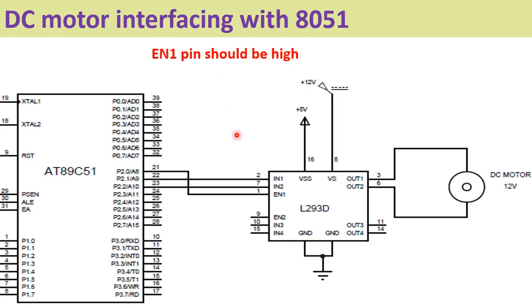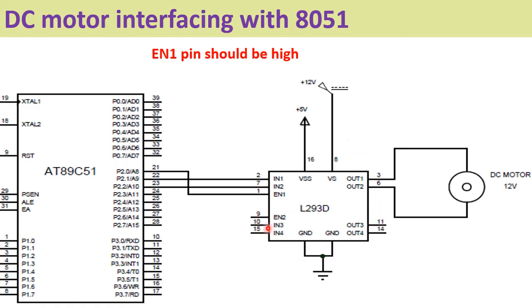Instead of connecting the enable pin to a port pin, we can directly connect it to VCC also. VSS is given +5 volt. As we have used a 12 volt motor, the VS pin is connected to +12 volt supply. Only one motor is interfaced, hence these pins are not used.